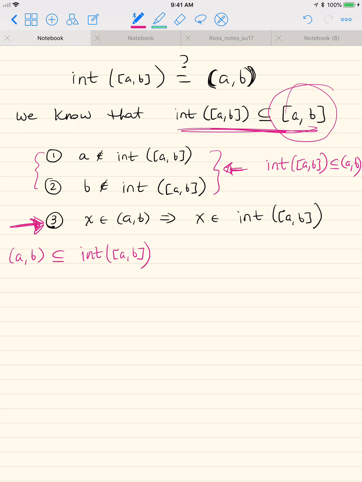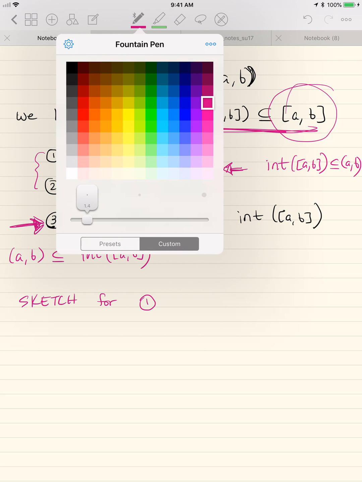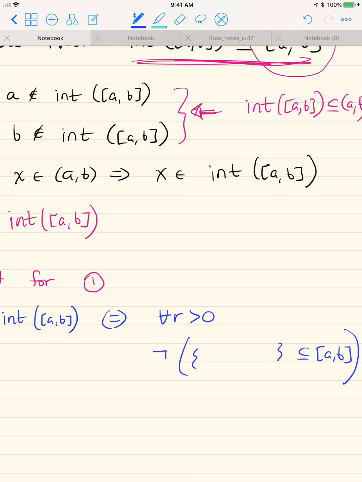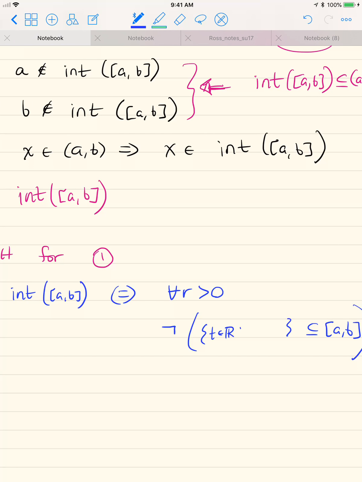just as a sketch for number one, how would we prove that A is not in the interior? Well, let's go back to the definition. A is not in the interior of [A, B] if and only if for every R greater than 0, it is not the case that the R ball is contained in [A, B]. And remember the R ball, these are the points that are within R units of A. So these are the T in R such that the distance between T and A is less than R.